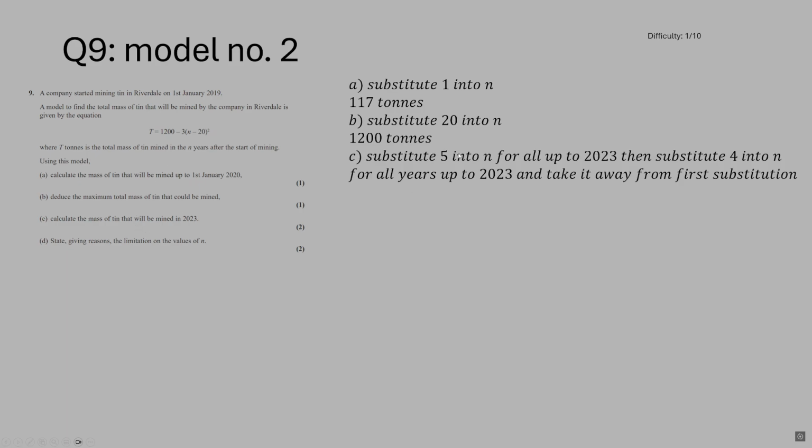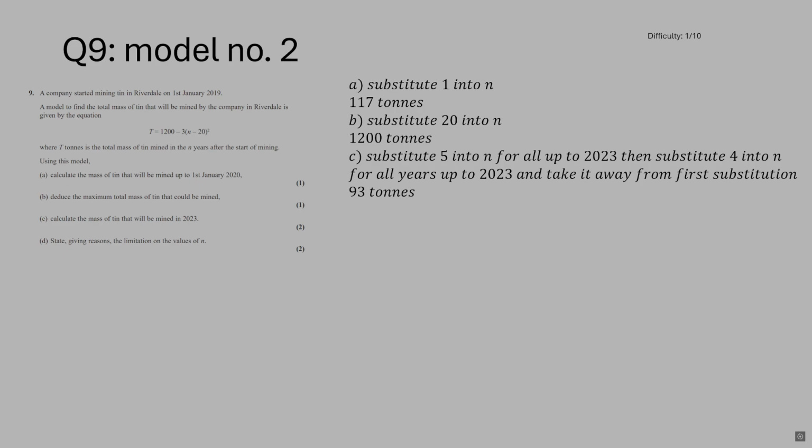For 3, you substitute 5 into n to find all of the mass of tin mined up to 2023, and then you subtract it from substituting 4 into n, because that's up to that point the amount of tin that's been mined. So that is just 93.